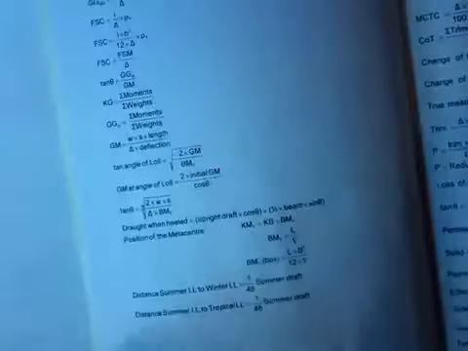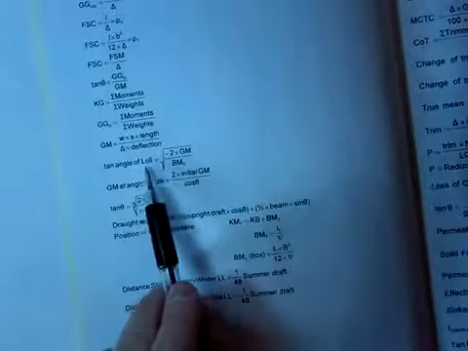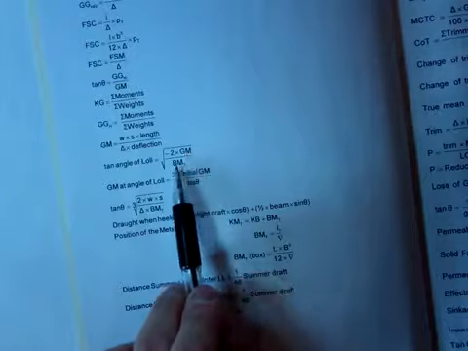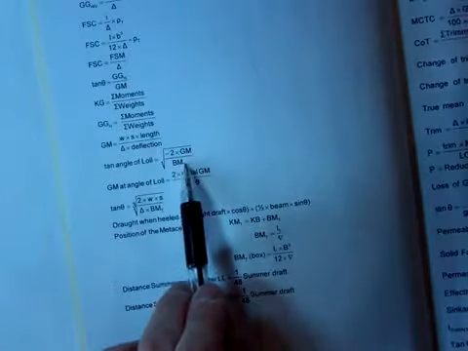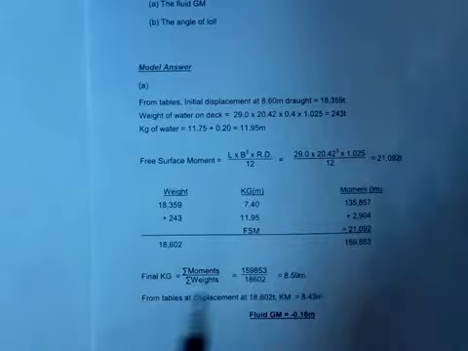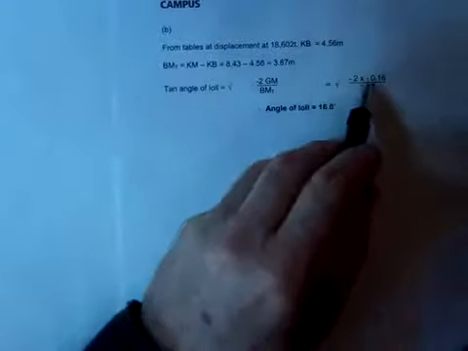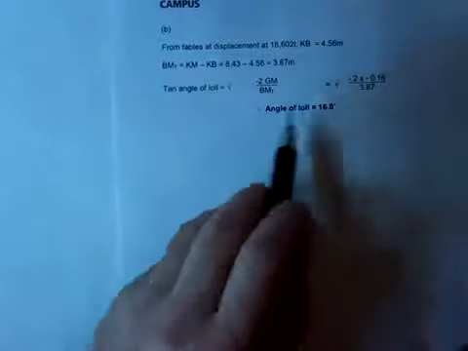So angle of loll is minus 2 times GM over BM transverse. Okay, so minus 2 times GM over BM transverse. So we know the GM, it's minus 0.16. Well, how do we get the BM?